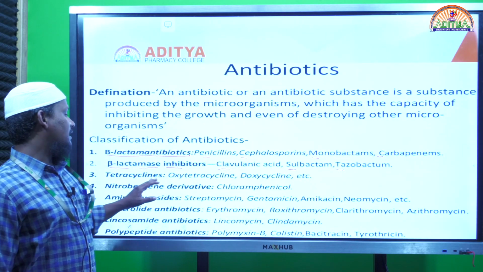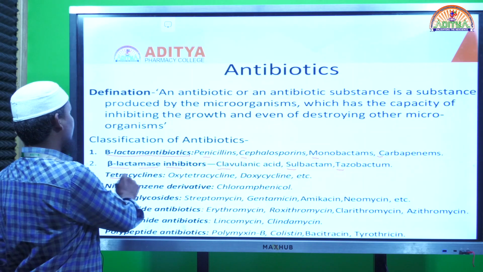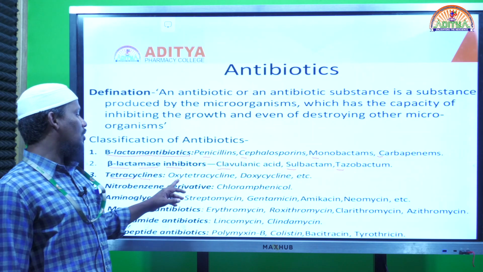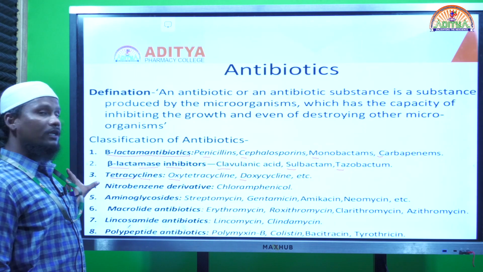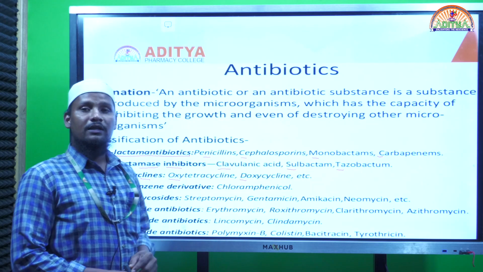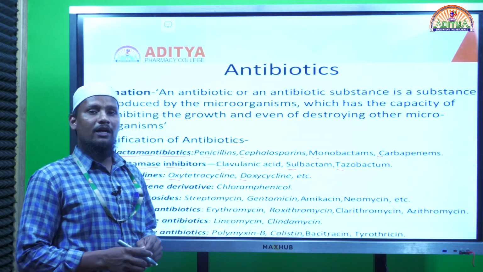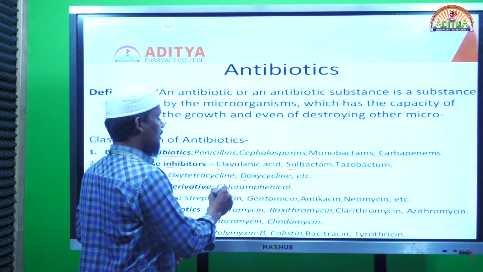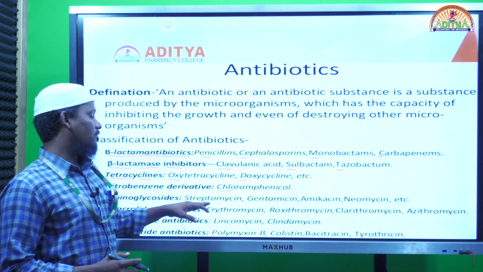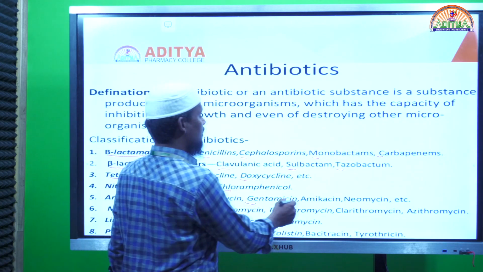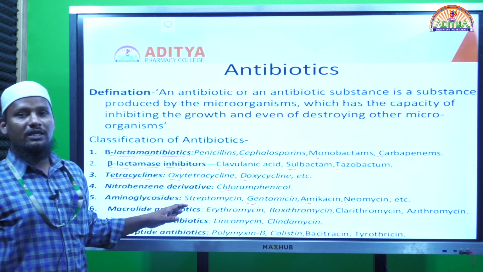And the next one is tetracyclines. As the name itself suggests, it contains 4 cyclic rings. That's why they are called tetracyclines. Examples are oxytetracycline and doxycycline. Next, the fourth class is nitrobenzene derivatives, which are agents that contain a nitrobenzene structure. At the para position it contains a nitro group. Example, chloramphenicol. The fifth one is aminoglycosides like streptomycin, gentamicin, amikacin, and neomycin. These are some examples of the aminoglycoside antibiotics.